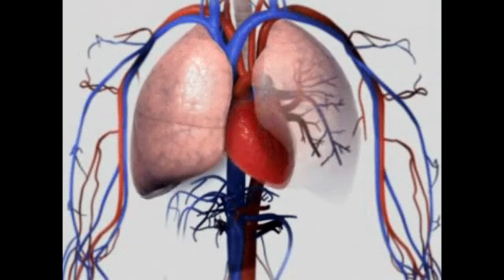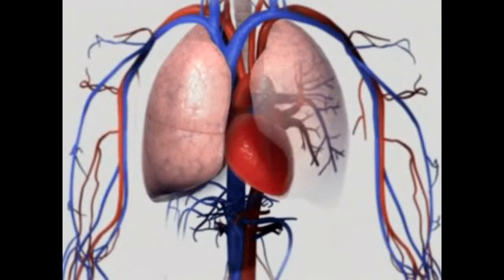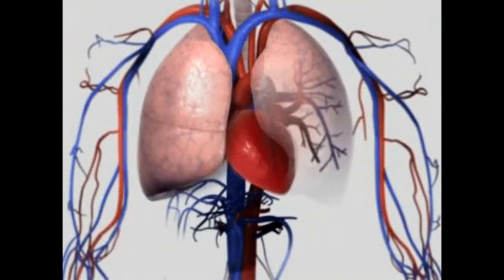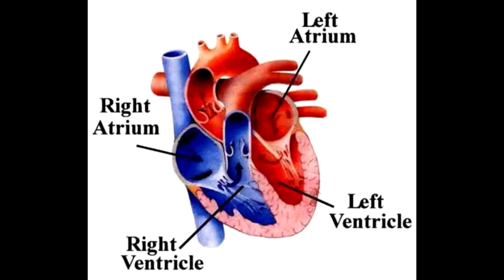The heart's pumping action and its valves ensure a one-way flow of blood through the heart and the blood vessels. The heart helps regulate blood supply to the tissues. The heart has 4 chambers: a right and left atrium, and a right and left ventricle.